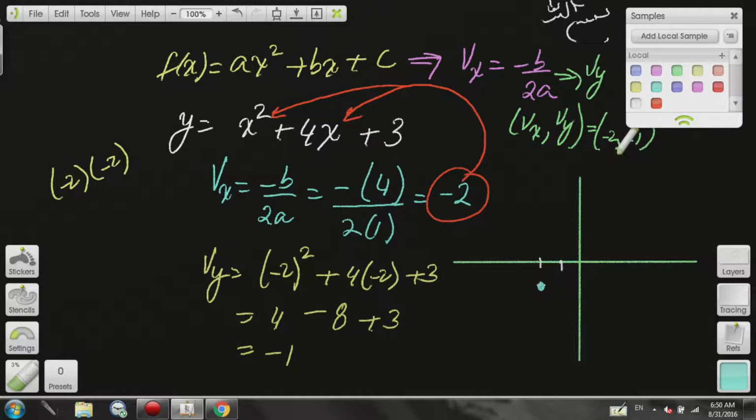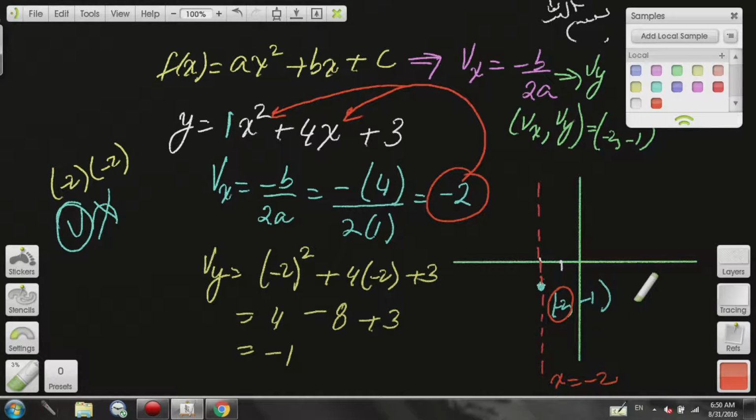Okay, now this graph is going to be a U or an N. It's going to be a U because a is positive. So it's going to be like this. It's going to go kind of like this, something like that, okay? But as soon as we have the vertex, indulge yourself and just draw the axis of symmetry like this. So let's just label our vertex, okay? It's going to be negative 2, negative 1, right? So the equation of the axis of symmetry is going to be x equals negative 2.